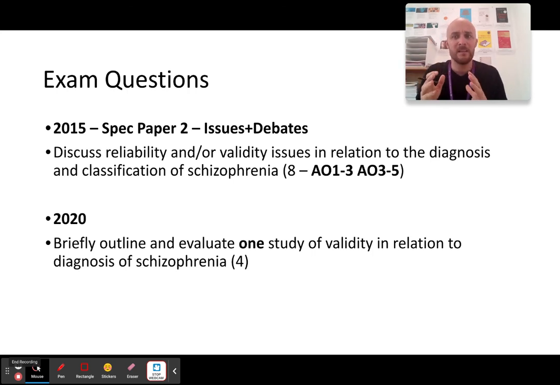But the main thing you need to know is how comorbidity, symptom overlap, culture bias, and gender bias affect the validity or the reliability of the diagnosis or the classification of schizophrenia. There's a lot of moving parts to this point. It's a toughie. You may have to watch it a couple of times. This is the hardest part of the spec. It does not get harder from here.